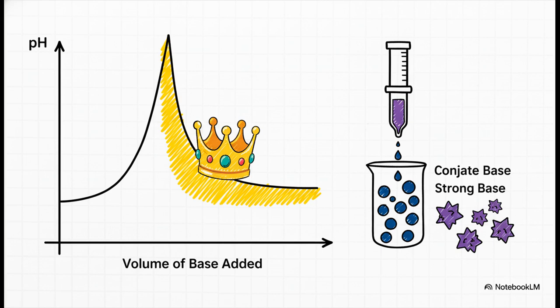After that dramatic climax, the story starts to wind down. All the weak acid is gone, so at this point, the pH is just being controlled by the extra strong base we keep dripping in. The curve flattens out again, but this time way up high, at a very basic pH.